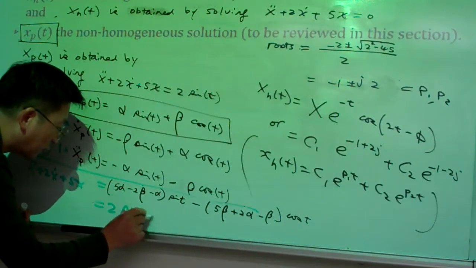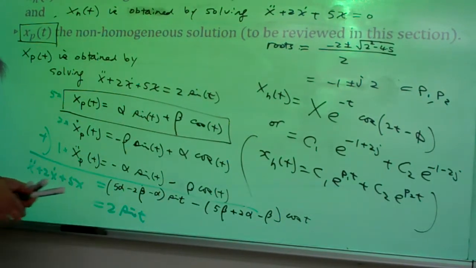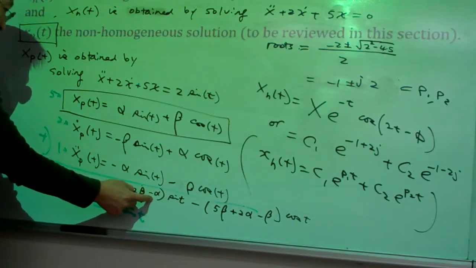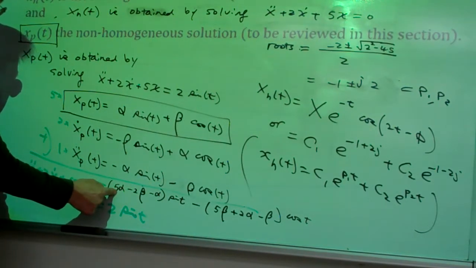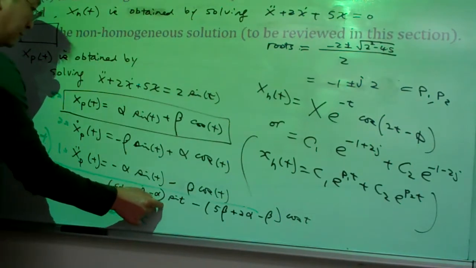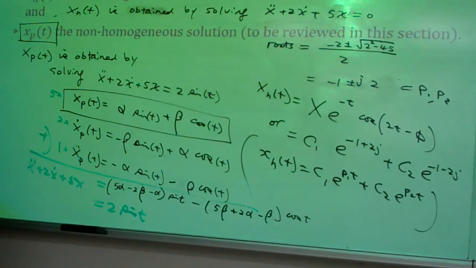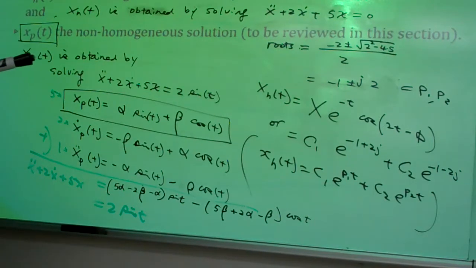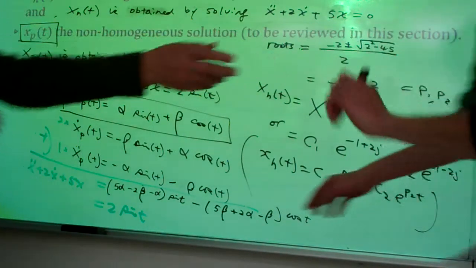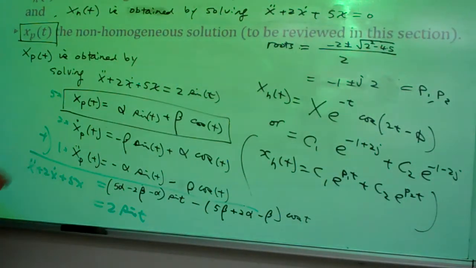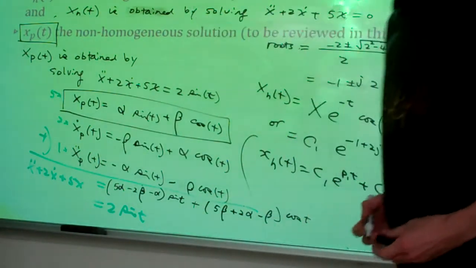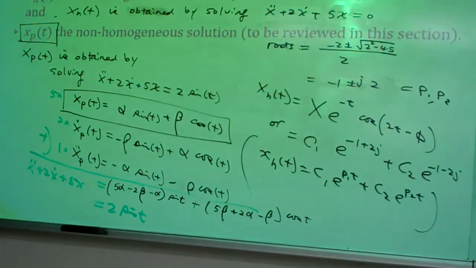Question. Yes, go ahead. Should that be minus cosine t? To the right, right after the sine t. Should the 5 beta plus 2 alpha minus beta times cosine of t be negative? Should this be a negative number? Should this be positive? Yes. Thank you. Yeah, good. Okay, so you know what I'm doing.